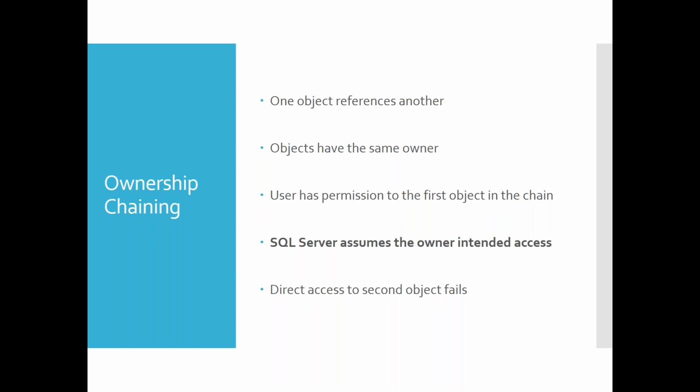So if I have the ability to update through the stored procedure, then as long as I execute the stored procedure, the update works. Go outside the stored procedure, try to run an update manually, or even something as simple as select, I will fail. That's what ownership chaining gives us.